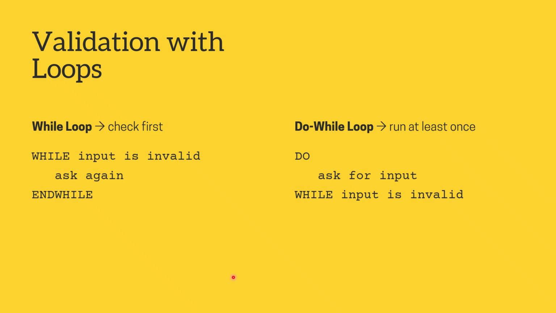Now, there are two main types of loops that we can use. Okay, we can do the while loop, and what this does is check the condition before running the body. So here, we're checking if the input is invalid, and then we run the body, and then we end it. So it's checking first, and then it's running.